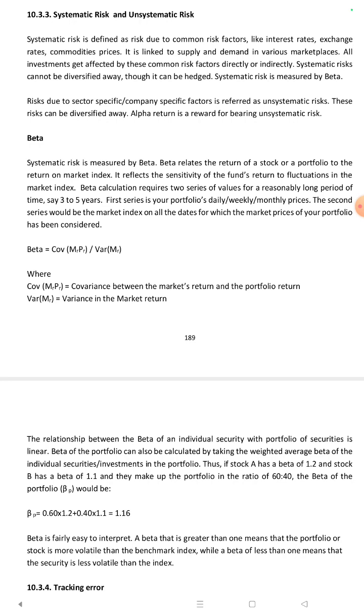Systematic and unsystematic risk. Systematic risk is defined as a risk due to common risk factors like interest rates, exchange rate, commodity prices. It is linked to supply and demand in various marketplaces. All investments get affected by these common risk factors directly or indirectly. Systematic risk cannot be diversified away, though it can be hedged. Systematic risk is measured by beta.